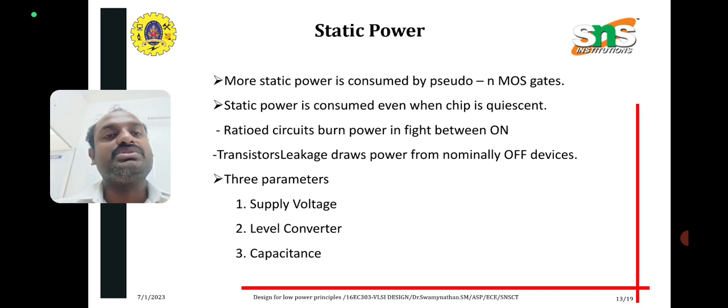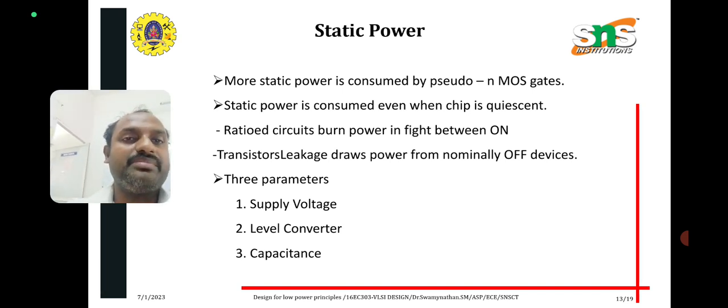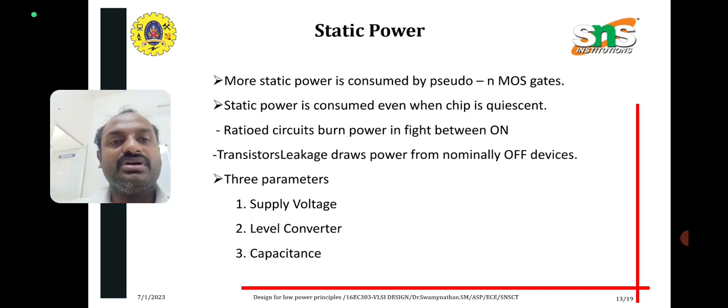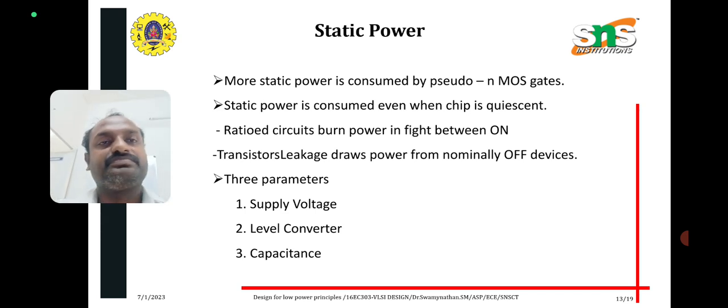A ratioed circuit burns power in the fight between the on transistors. It also has leakage current from the nominal off devices. So whether it is in switched-off mode or on mode, static power is consumed. Mainly three parameters are considered for static power: one is the supply voltage VDD, another is the level converter, and the third is capacitance.